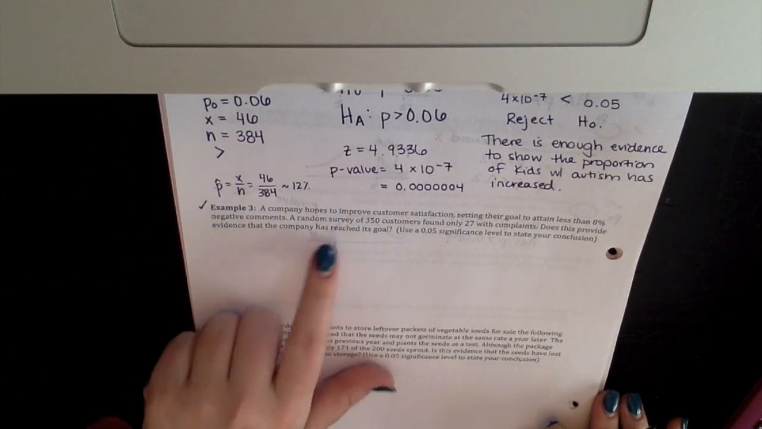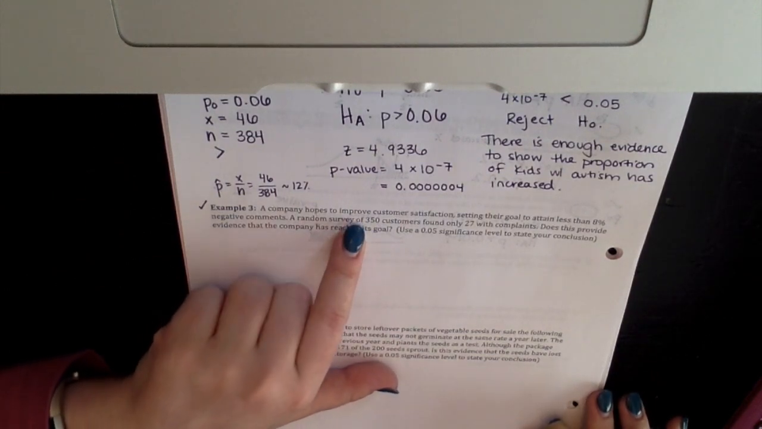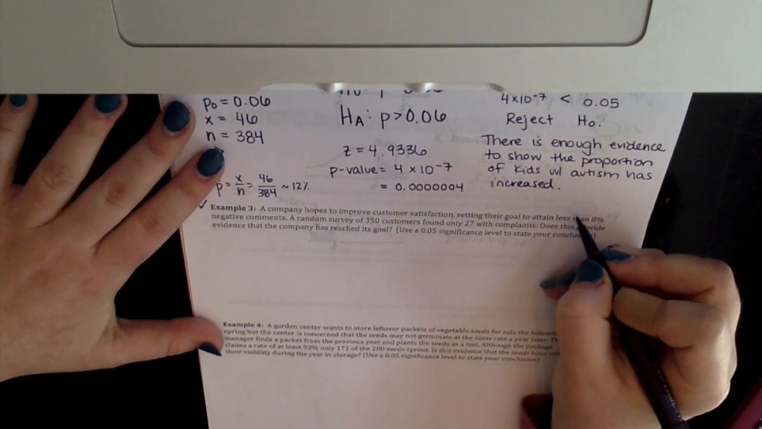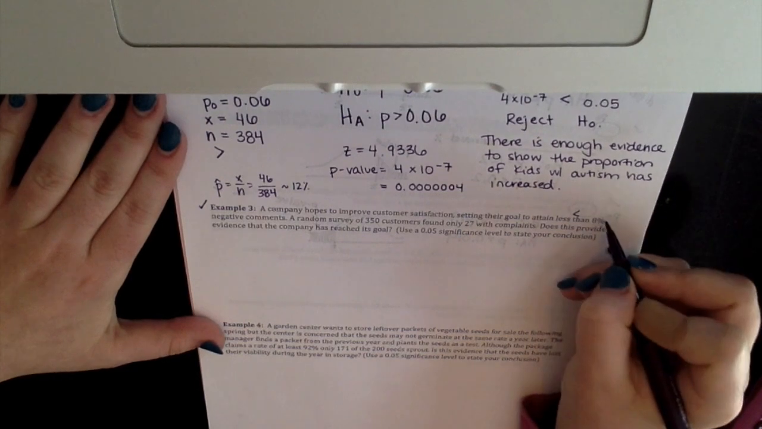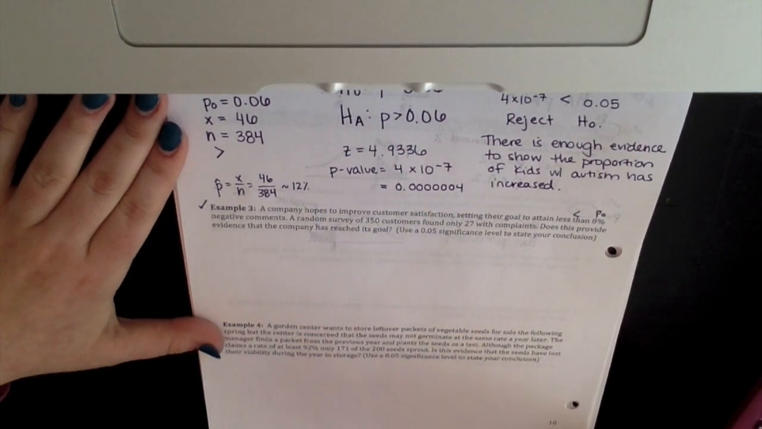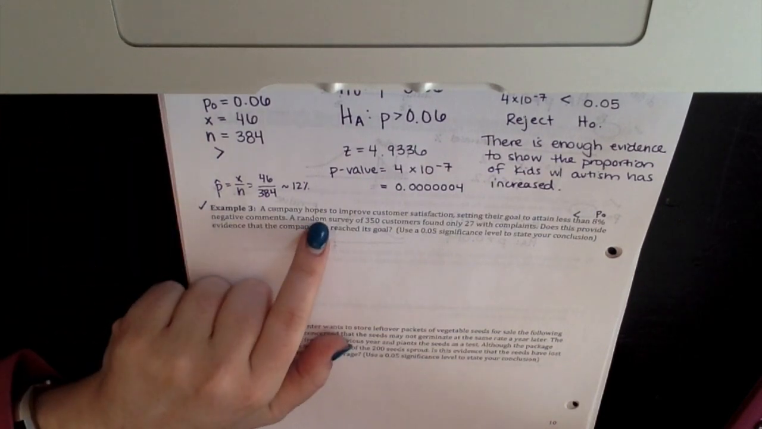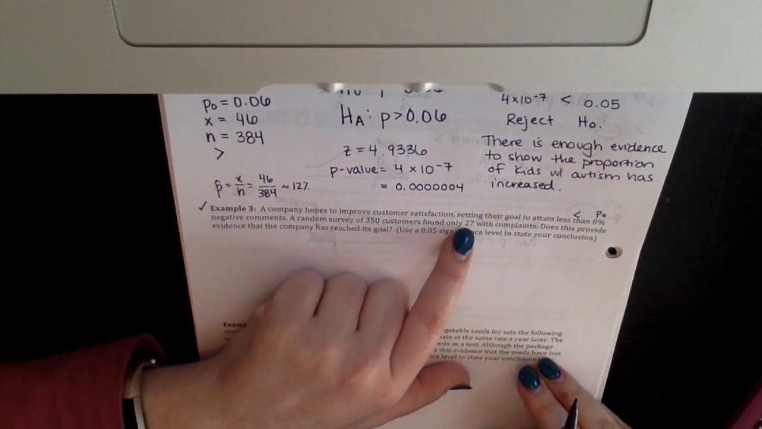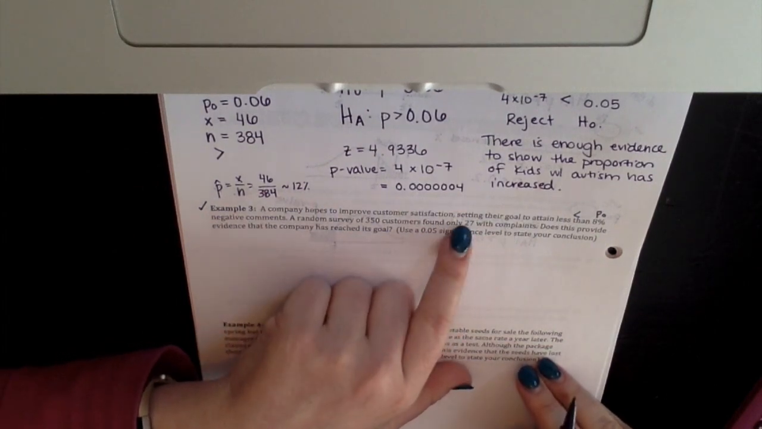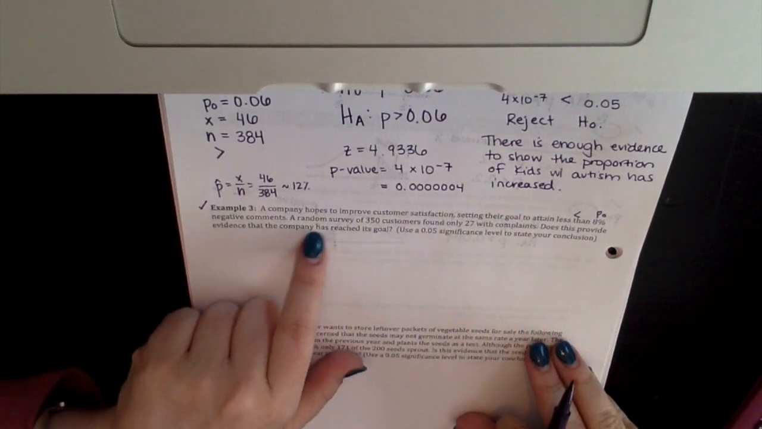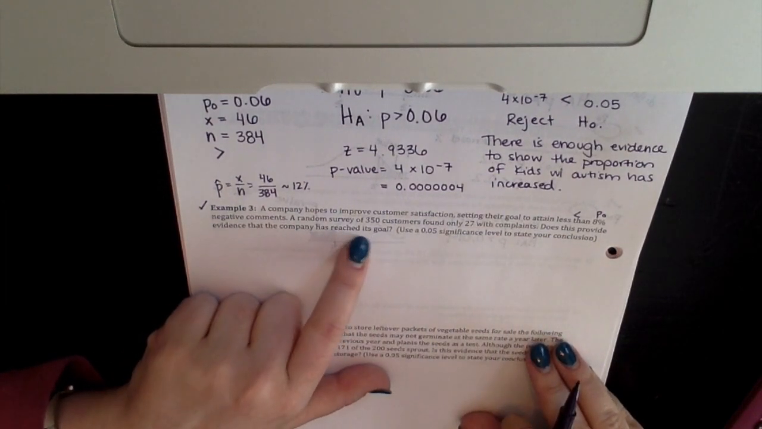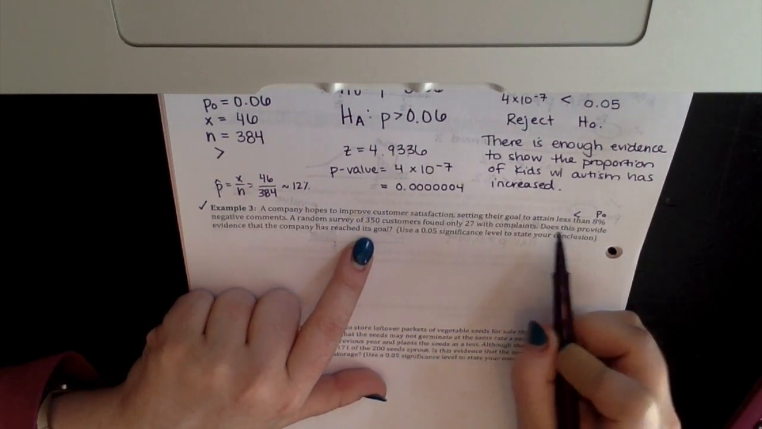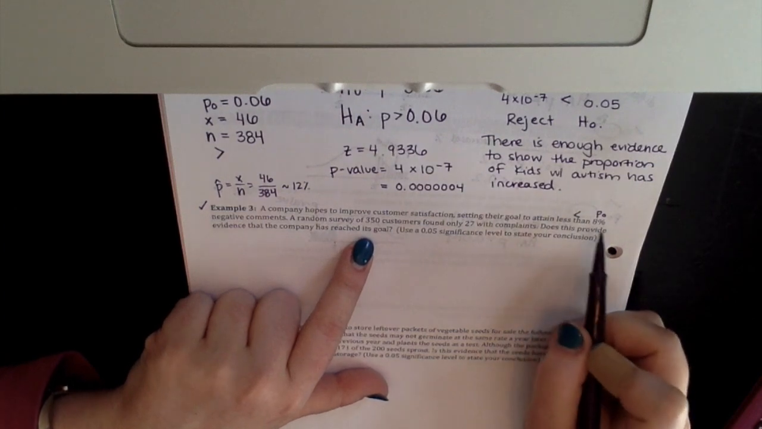It says, a company hopes to improve customer satisfaction, setting their goal to attain less than 8% negative comments. So look at that. Great wording here. That's a less than symbol right next to the P naught. Okay? It says they surveyed a random survey of 350 customers, so that's our N, and they found only 27 that had complaints. That's X. Does this provide evidence that the company has reached its goal? Now remember, reached its goal, that is very wishy-washy. We go back up here, their goal is this. So we are hoping to show, in fact, that it has gone under 8%.